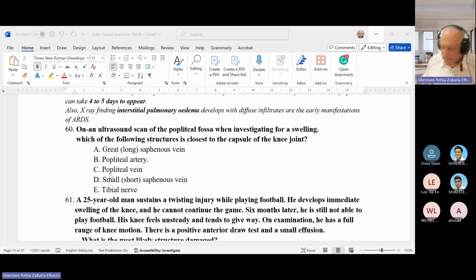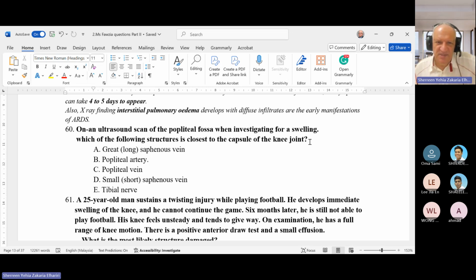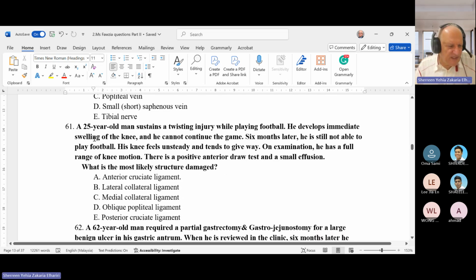Next question: on the ultrasound scan of the popliteal fossa, when investigated for a swelling, which of the following structures is close to the capsule of the knee joint? Close to the capsule means that it is a deep structure. What is the deep structure in the popliteal fossa? Popliteal artery. So the popliteal artery is the deepest structure in the popliteal fossa. The tibial nerve is a superficial structure, but if you speak from anatomy, the popliteal artery is considered the anterior structure.